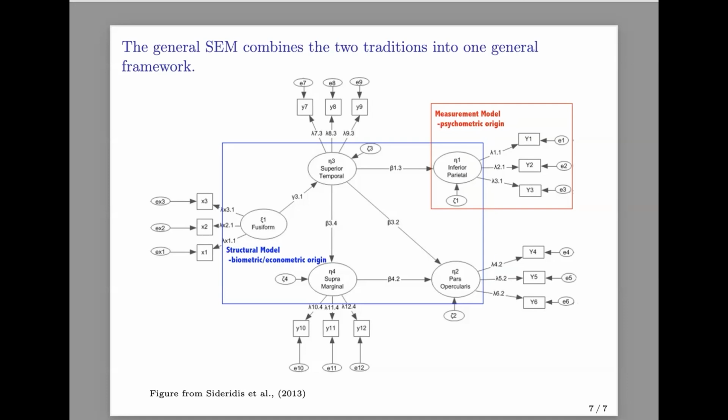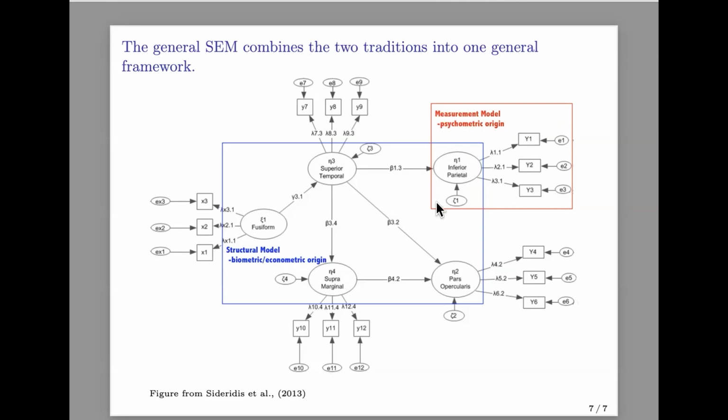A general SEM model combines the two traditions into one general framework. In this SEM model diagram, the measurement model is indicated by the red box over here, and it describes the relationship between the underlying construct and the observed variable. This measurement model comes from the psychometric origin.